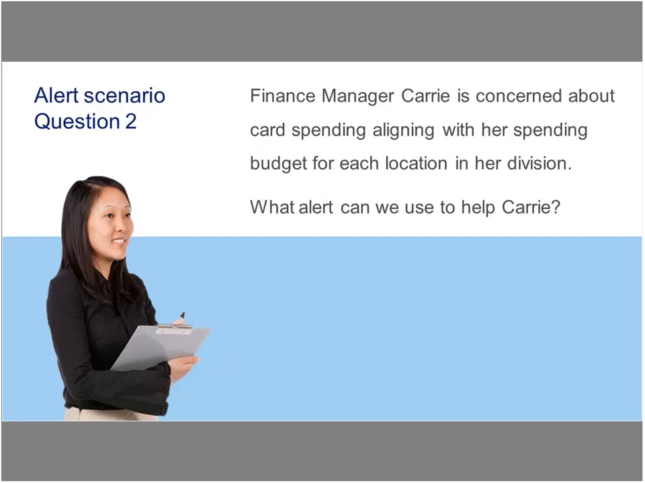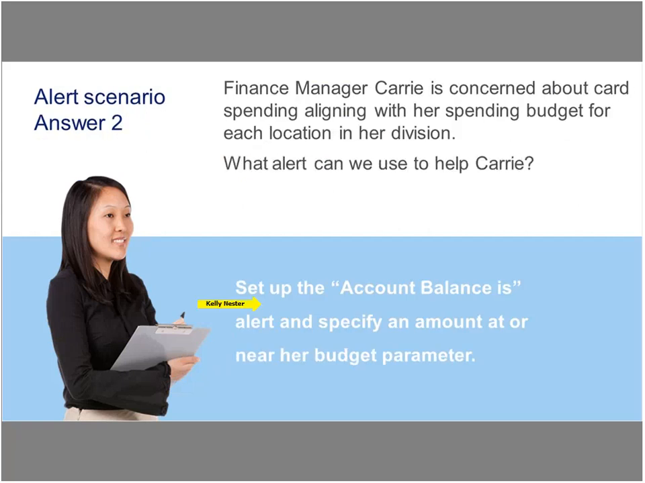Next we have Carrie, who is a finance person, and she's concerned about the spending in her division aligning with the budget. So the alert that we could use to help Carrie with this is setting up the account balance is alert and specifying an amount at or near her budget parameter.